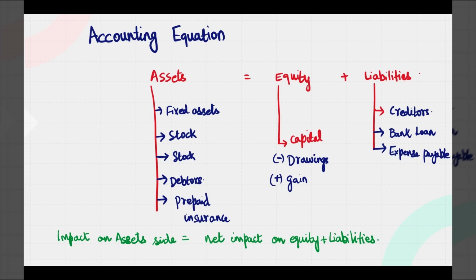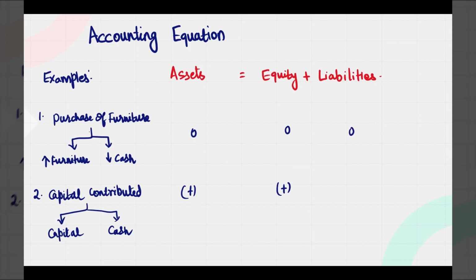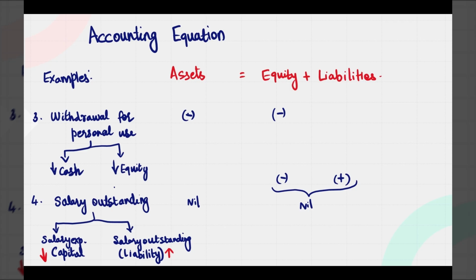So, once again, to recap, the accounting equation says that assets is equal to equity plus liabilities. The essence of this accounting equation is that whenever a transaction takes place, the change in the asset side should be equal to the change in the equity plus liabilities, that is the right hand side of the equation. If this is ensured, then your financial statements would tally, all the way till the balance sheet.